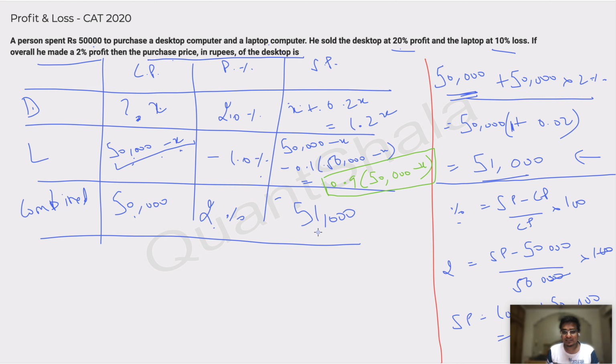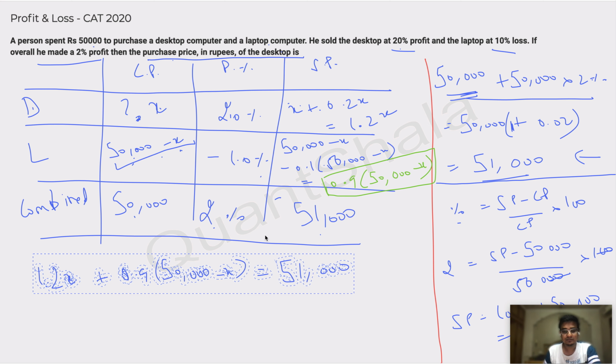Now what do we know? Again, selling price, the combined has to be a sum of the individual selling prices. So from this information we can write a simple equation. 1.2x is the selling price of desktop plus 0.9 times 50,000 minus X is the selling price of laptop. Total should be 51,000. If we calculate the value of X, our job is done. We get the answer.